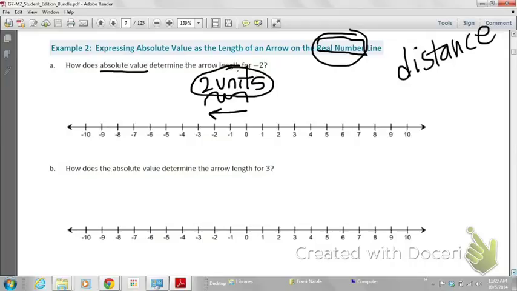And of course, it means nothing to the absolute value that we're talking about a negative number here. The only thing that changes is that the arrow, our vector, is moving to the left. So we go left 2 units. Our absolute value is still 2 units, we're just moving to the left. Now B, I want you to do this yourself. Think about it, and when I come back, we'll talk about it. It's similar. How does the absolute value determine the arrow length for 3?